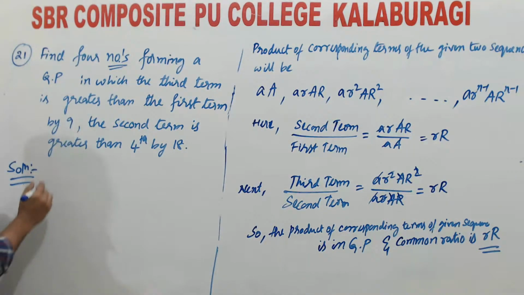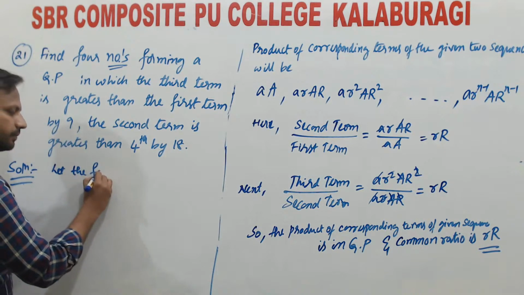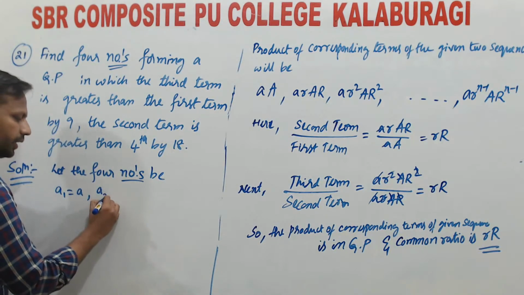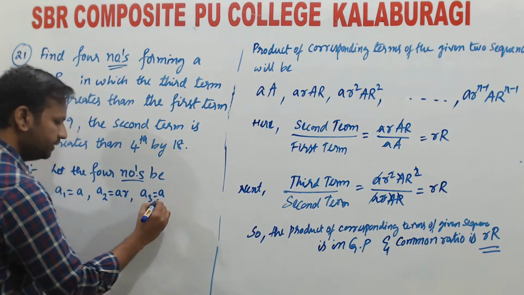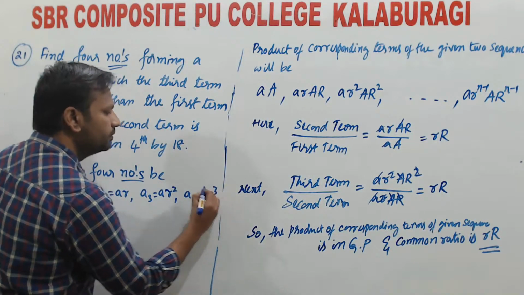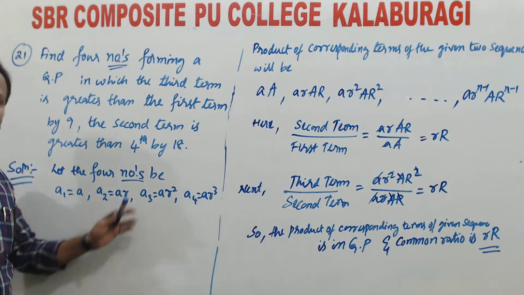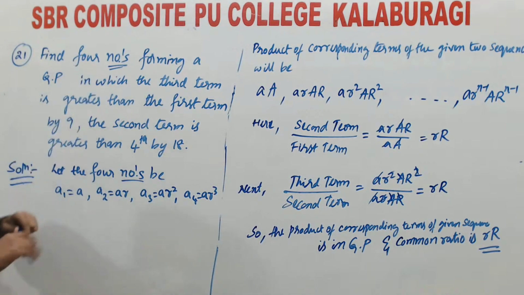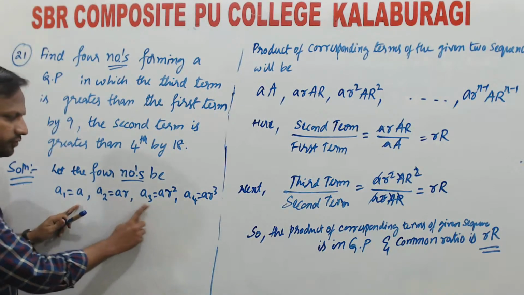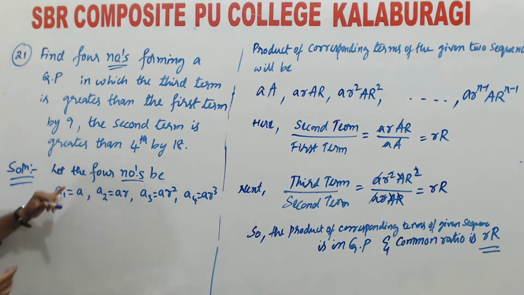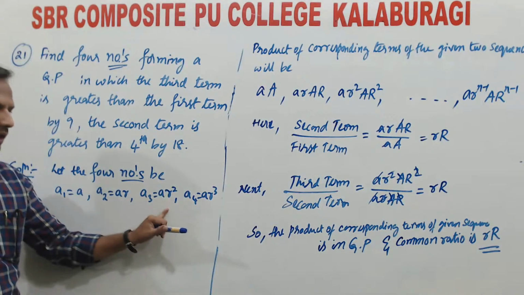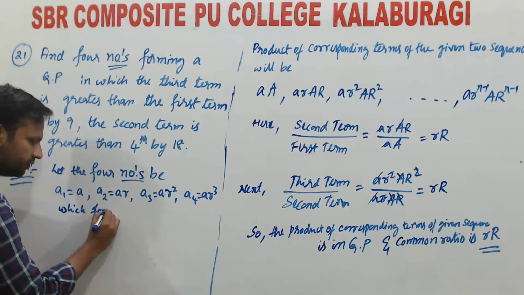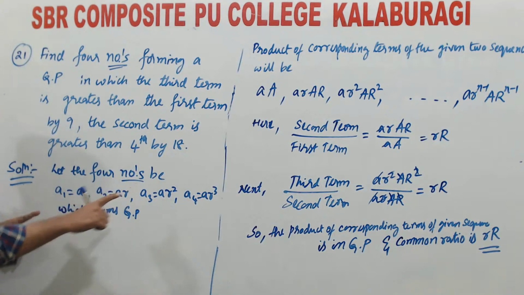So now let us move on to the solution here. Find four numbers, they are saying. Let the four numbers be A1 is equal to A, A2 is equal to AR, A3 is equal to AR square, and A4 is equal to AR cube. So I have assumed these four numbers like this. Why have I assumed like this? Because they are saying that it forms a GP. I have to find four numbers forming a GP. So in that way only I took the assumption: let the four numbers be A, AR, AR square, and AR cube, which form a GP.